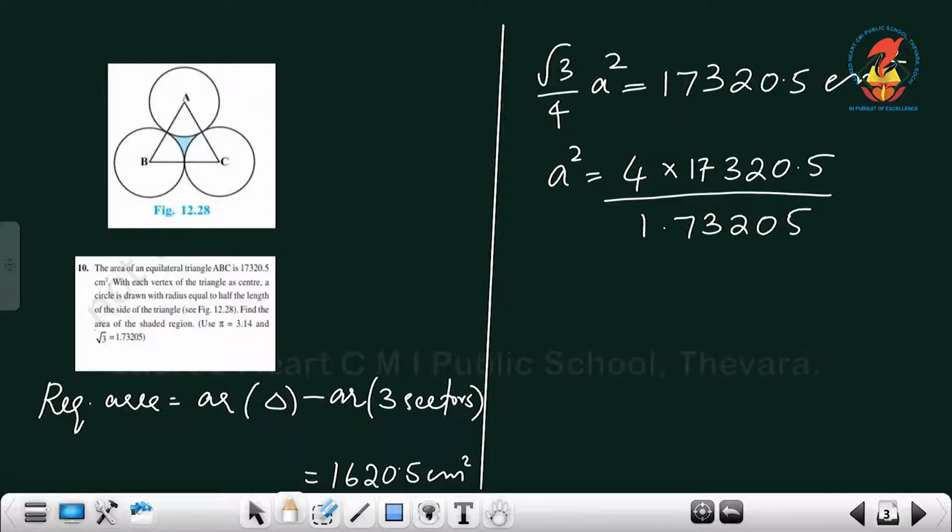A square is equal to 4 into, we are taking 4 to the other side, and the value of root 3 they have given as 1.73205, which I have written here. Then we have to solve this. The denominator is a decimal number, so we have to eliminate the denominator. How many decimal places are there? 1, 2, 3, 4, 5. So you have to multiply by 10 raised to 5, and the numerator also by 10 raised to 5.